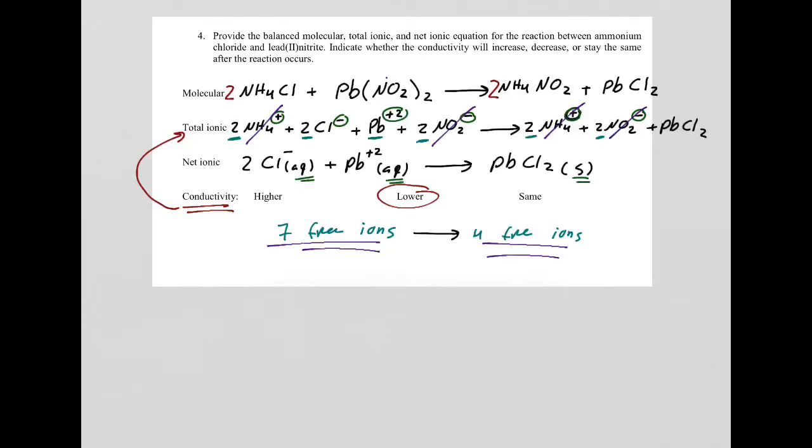Now, why did I look at the total ionic and not the net ionic? Remember how you cross out the spectator ions? Sure, you cross it out on a piece of paper, but in reality, in the solution, they're still there. They didn't find a partner, they didn't form a solid, but they're still floating around in the solution. Those ions exist in the solution and they add to the conductivity because they're free ions.